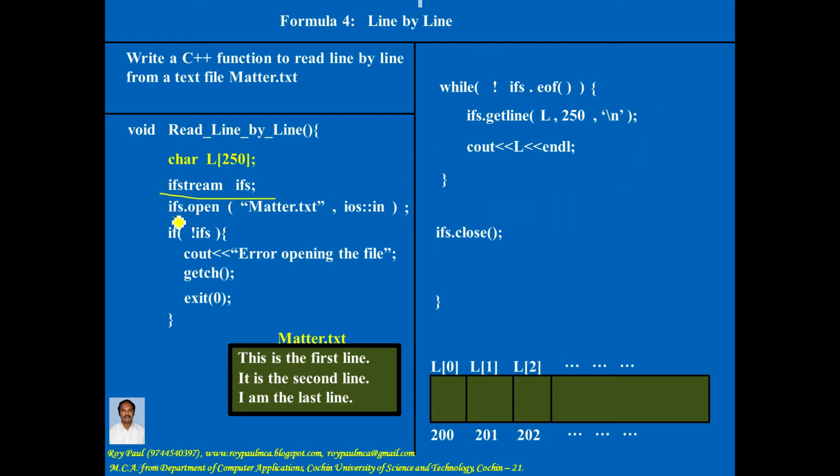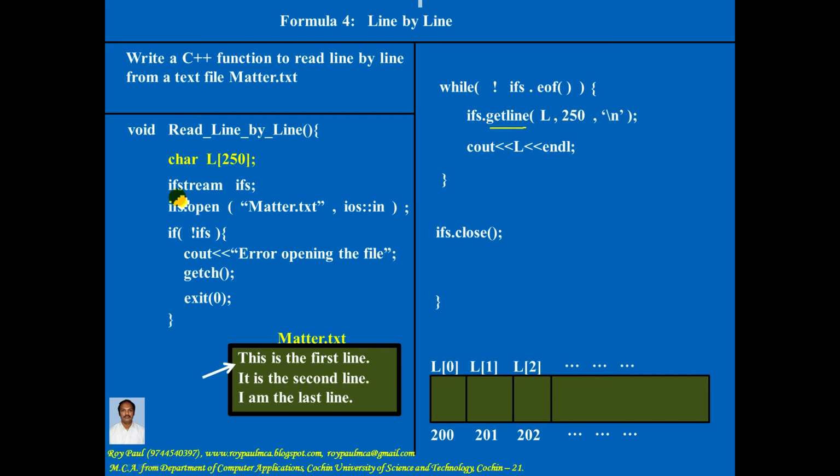ifstream ifs, ifs.open, if ifs equal to 0, when these 3 statements are executed, as you know, this file reaches random access memory and the file pointer is at the beginning of the file. ifs.eof returns 0 as the answer because the end of the file is not reached. The file pointer is here, not 0. And 0 equal to 0 is correct. So control comes inside.